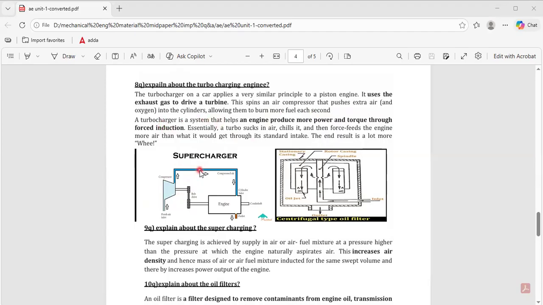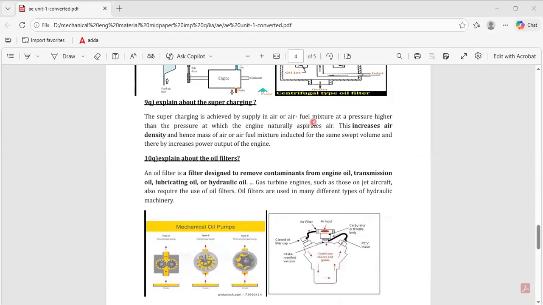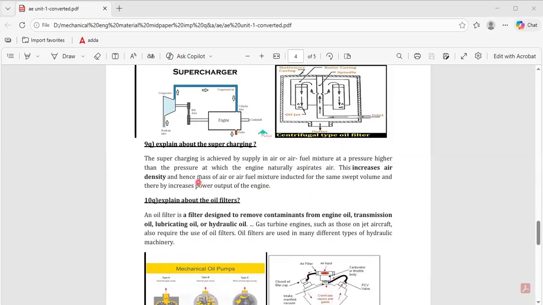So with extra air coming in, there is more efficiency, allowing the engine to burn more fuel each second. Each second it is burning more fuel. This is the concept of the turbocharging engine and the supercharging engine.